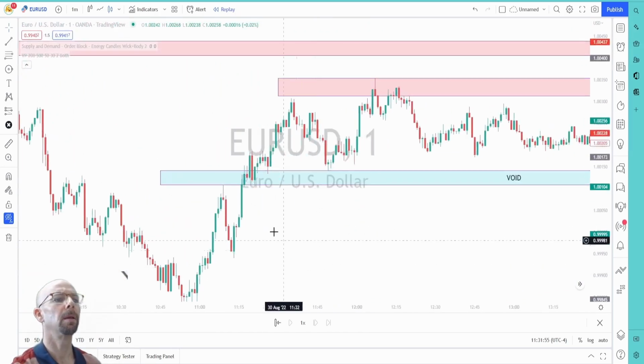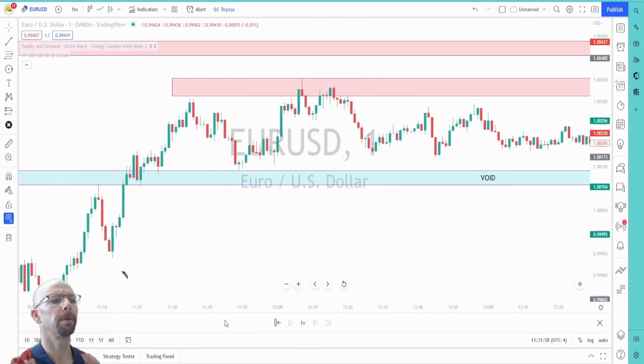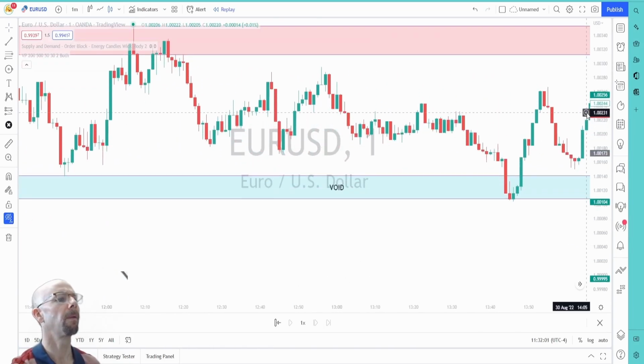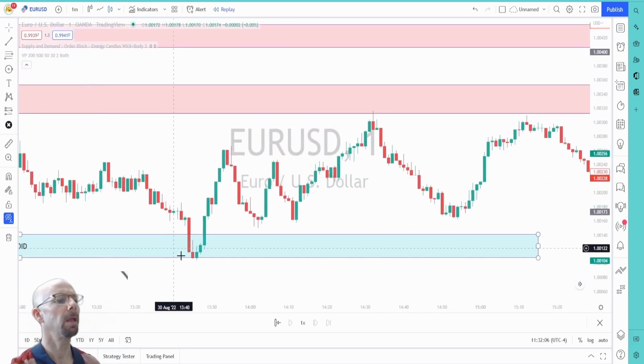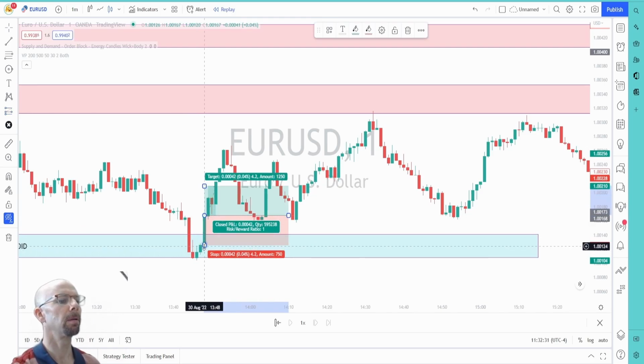And then this is another area that we had marked off. And here we go. Price comes into the void. Signs of exhaustion. An engulfing pattern. Now you could have gotten in on this candle, but I don't know if that would have been good enough for me. I would have probably been targeting the next candle just for a better confirmation.